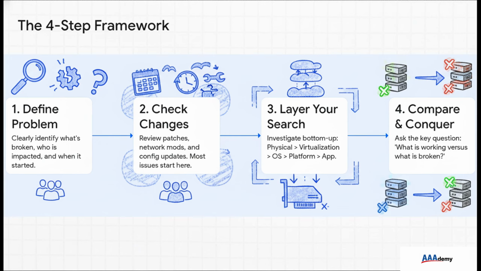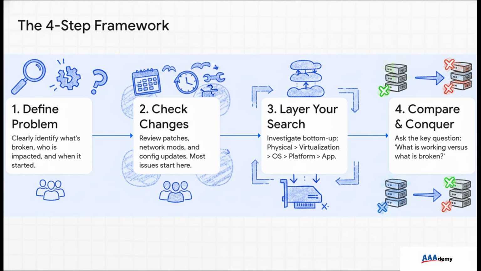Okay, step 1, define the problem. And I mean get specific. What exactly is broken? Who is it impacting? And when did it start? Step 2, and this one is absolutely crucial. Check recent changes. Seriously, the vast majority of outages are triggered by a recent patch, a network change, or some new configuration. Always start there.